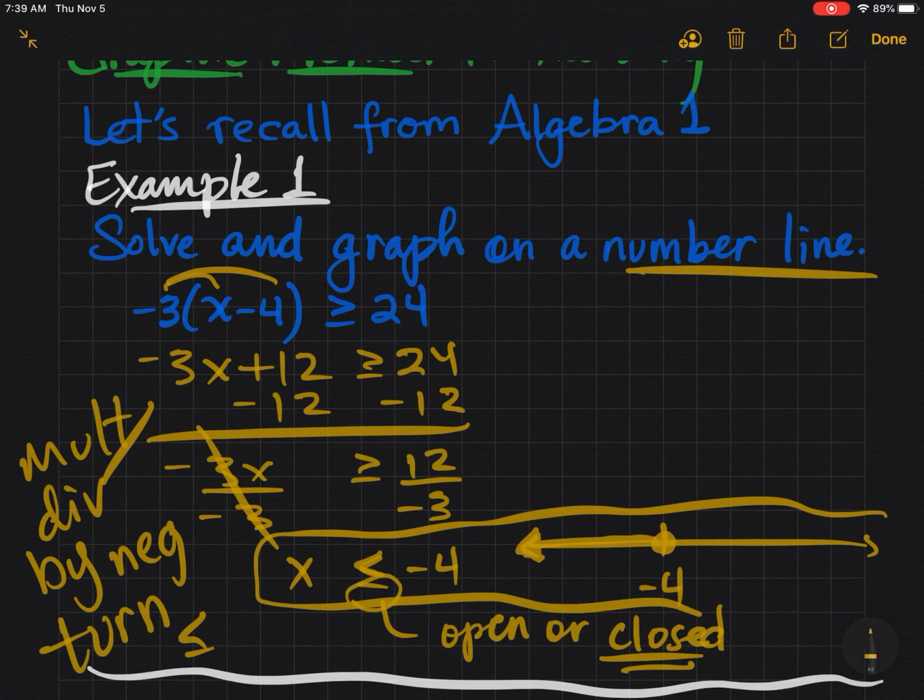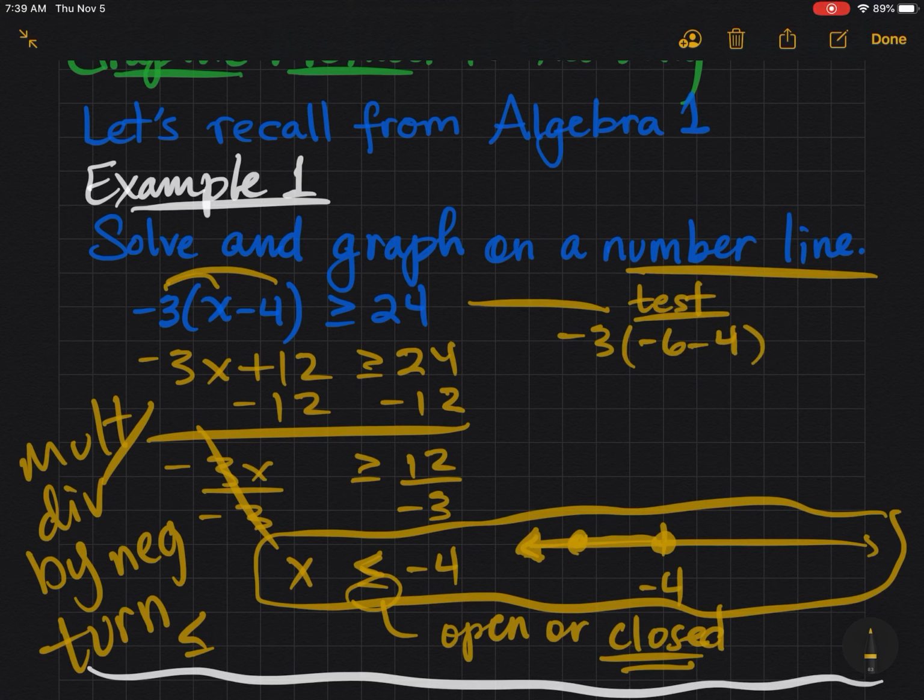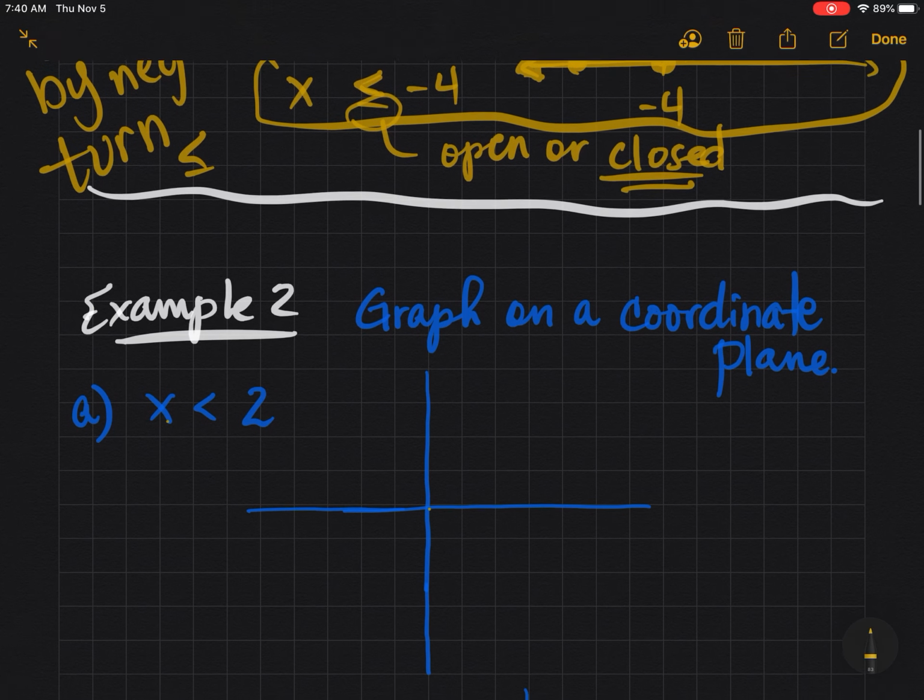And now make sure you understand what our solution is saying. It's saying that all numbers less than or equal to negative 4 will make this equation true. So let's say I pick negative 6. It's over here. If I plug it in, and this is just a test, which you don't have to do, we'll get a true statement. So I get negative 3 times negative 10 is a positive 30, and that indeed is greater or equal to 24. So that was just a little test to see if I shaded the correct way.